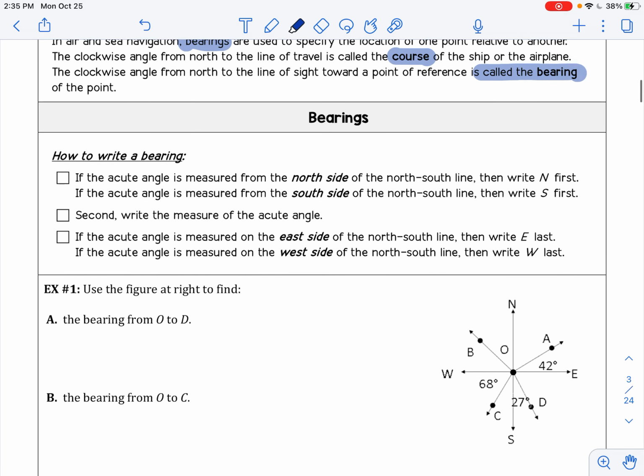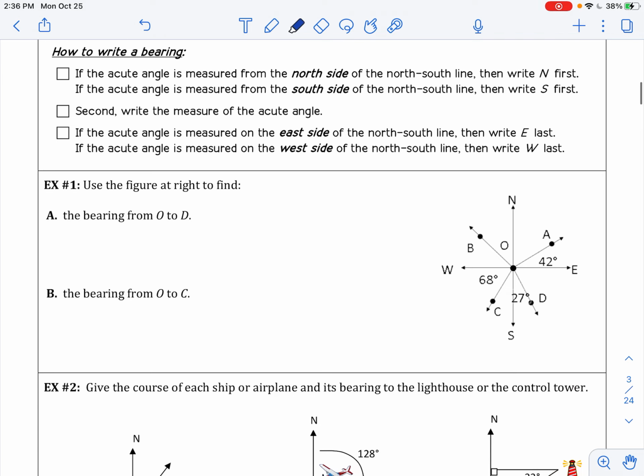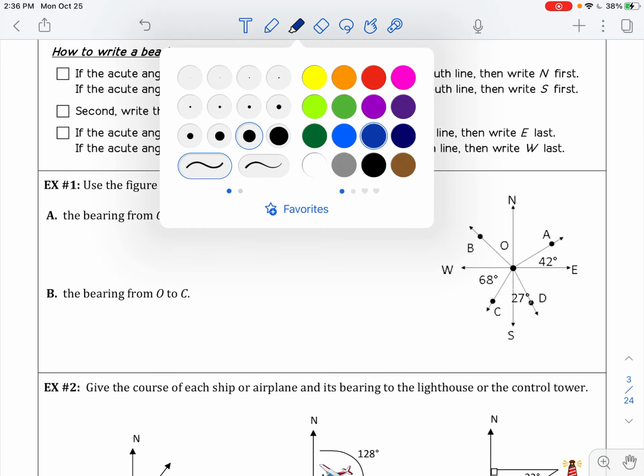It says how to write the bearing down here. Let me just go through these quick. If the acute angle is measured from the north side of the north-south line, then you write north first, and if the acute angle is measured on the south side, you write south first. Second, write the measure of the angle, and if it's measured on the east side, you write east last, and if it's measured on the west side, you write west last. So let's see if we can apply that quick, just out of interest.